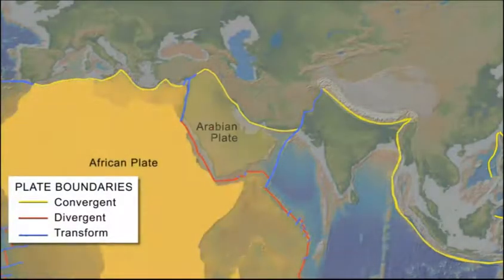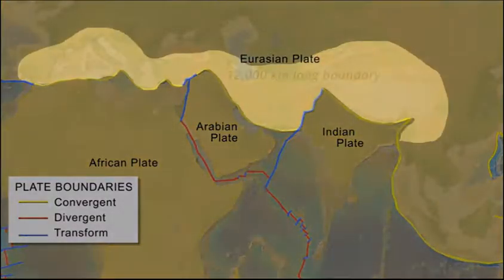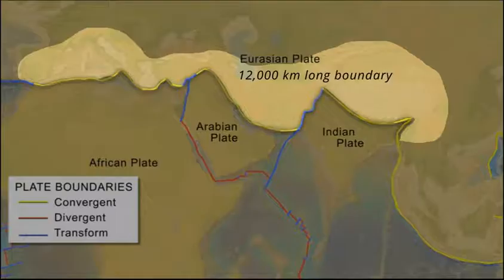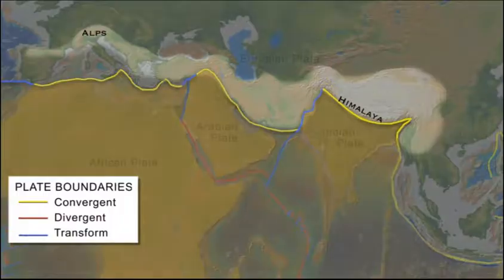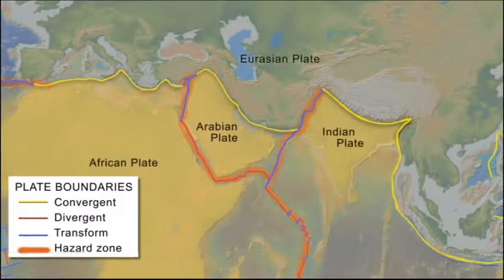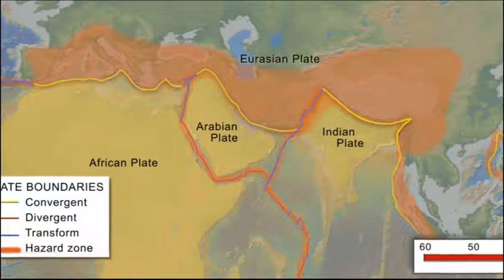The African, Arabian, and Indian plates collide with the southern margin of the Eurasian plate along a 1,200-kilometer convergent boundary. This has resulted in a mountain chain that stretches from the Alps to the Himalayas. Whereas divergent, transform, and subduction zone plate boundaries produce relatively narrow belts of earthquakes, continent-continent collision produces broad earthquake zones.